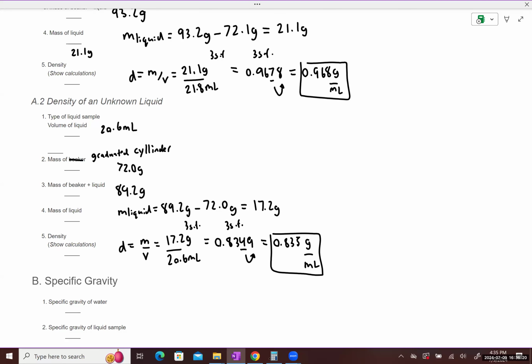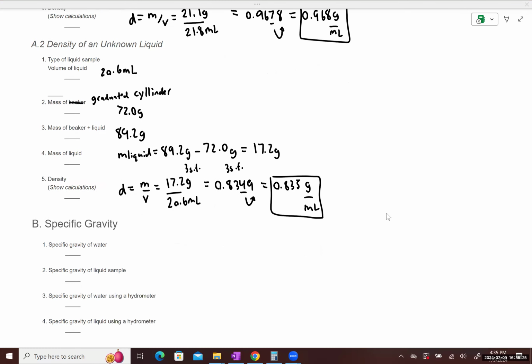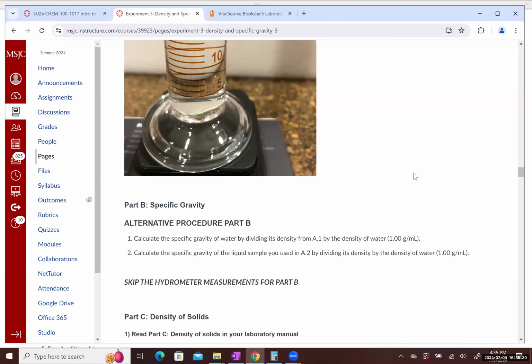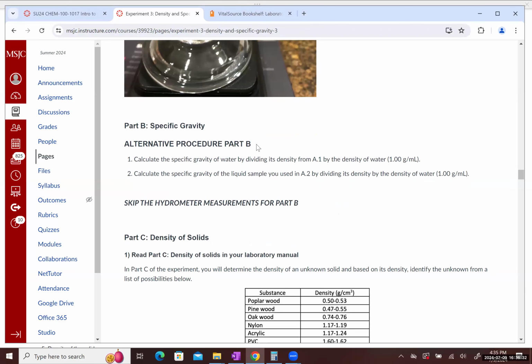Wonderful. So we've completed parts A1 and A2. Let's look at part B, which concerns specific gravity. So in this case, we have some special instructions and an alternative procedure. We are not doing the hydrometer measurements for part B in this case. And instead, we're calculating the specific gravity by dividing the density by the literature density of water. Specific gravity is unitless and can be viewed as a standardized density relative to that of water.